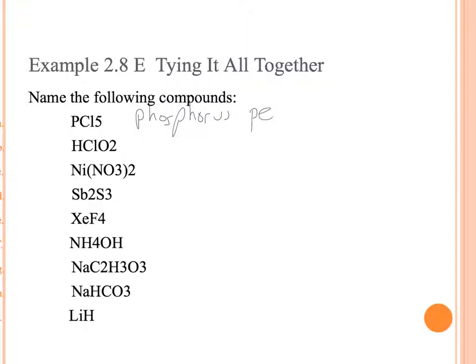Penta is 5. Pentachloride. HClO2. This is actually one you don't need to know right now. This is actually an acid, which we will talk about later. And it's not a strong acid, so it's not one we have to memorize. So we're going to pause on that one, and we'll come back to it in a little bit here.